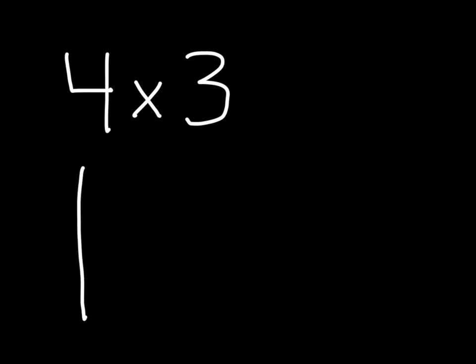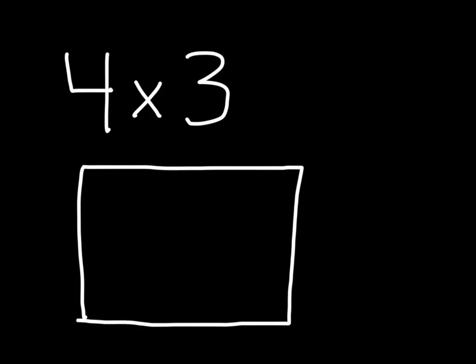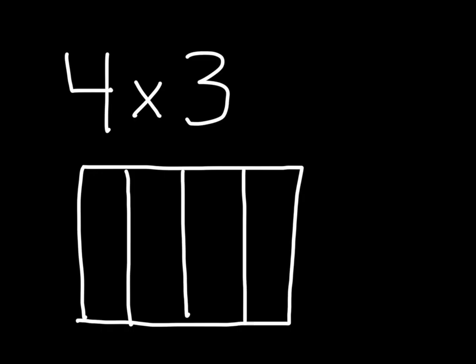Now we're going to solve 4 times 3 using an area model. So first, I'm going to draw our area model with a big box. Now I'm going to draw 4 equal rows. 1, 2, 3, 4. For the 4 in my problem. Now I'm going to separate the box into 3 rows going this way.